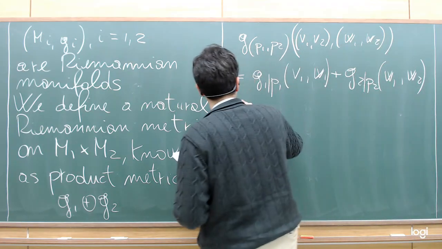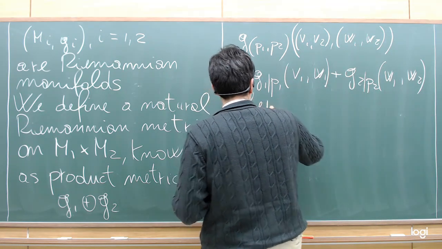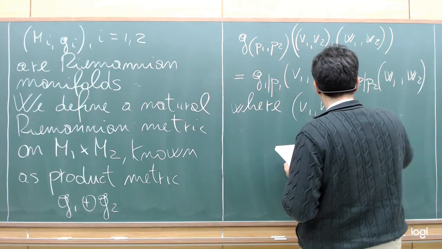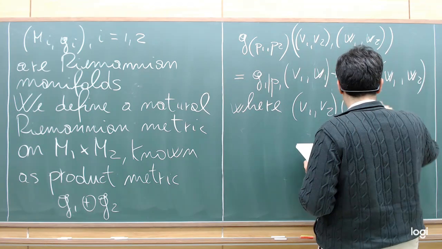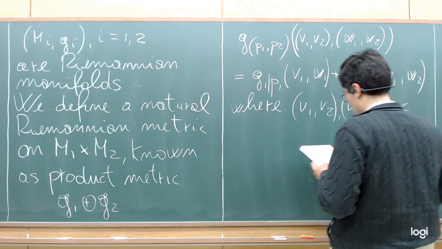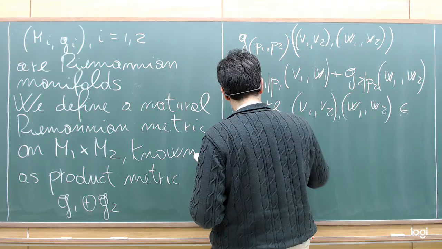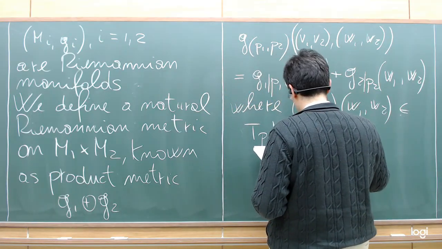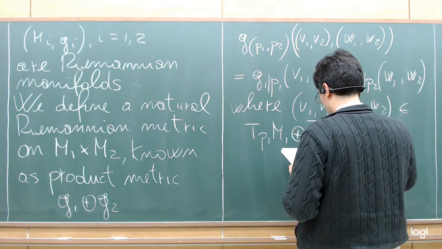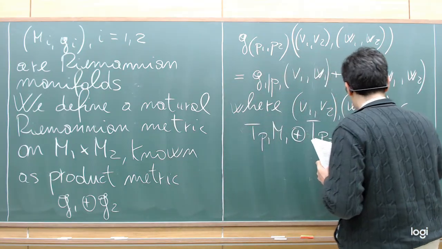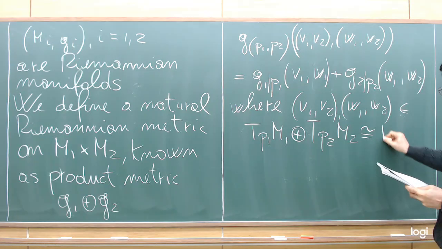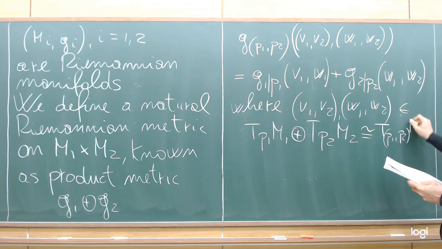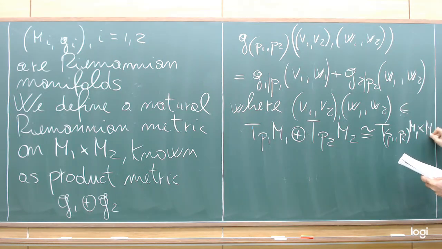where (V1, V2) and (W1, W2) belong to T_P1 M1 plus T_P2 M2. This is a space which is identified with T_(P1,P2) of M1 times M2.